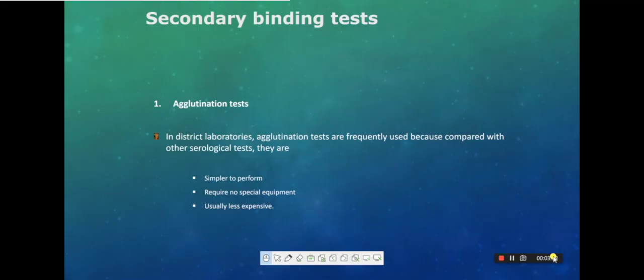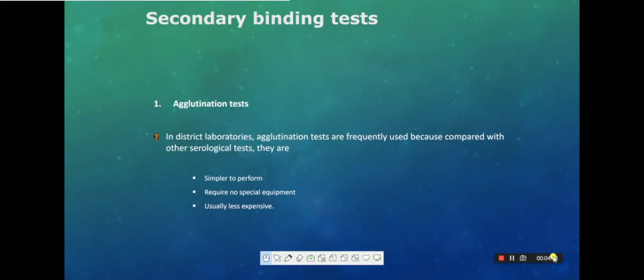What can these consequences include? It can include the precipitation of soluble antigens, the clumping of particulate antigens, the neutralization of bacteria, viruses, or toxins, and the activation of the complement system. The secondary binding tests are usually less sensitive than the primary binding test, but these are easier to perform. That's why they are in vogue in the laboratory.